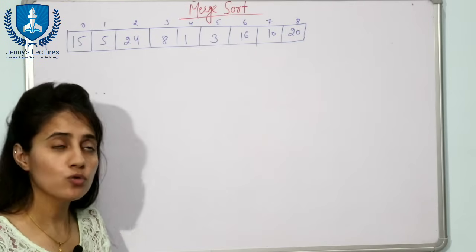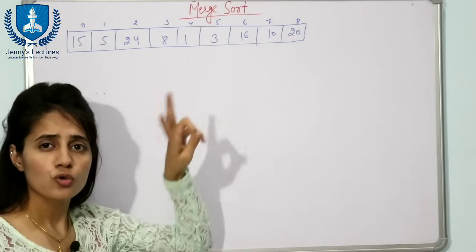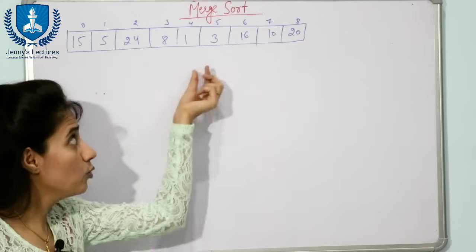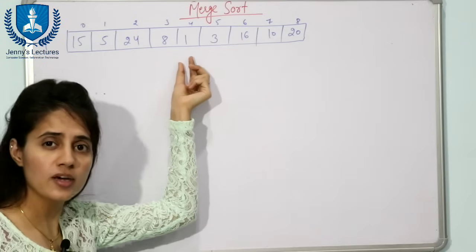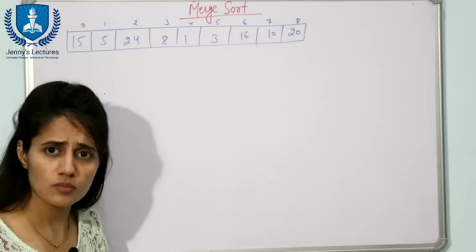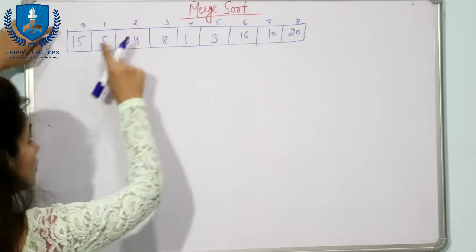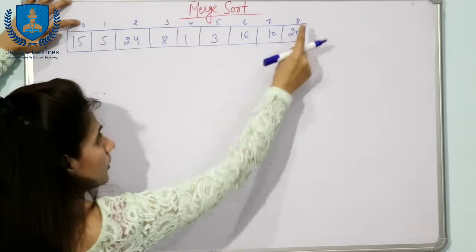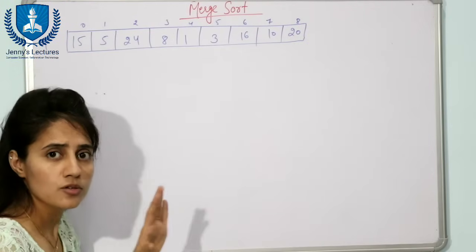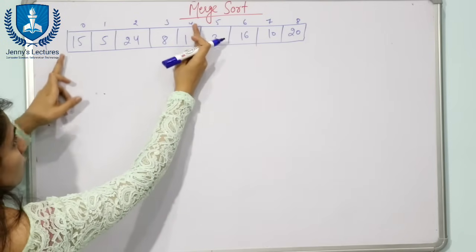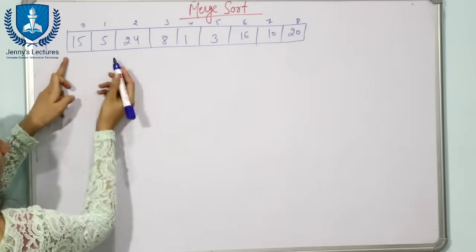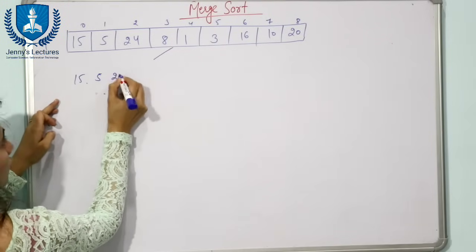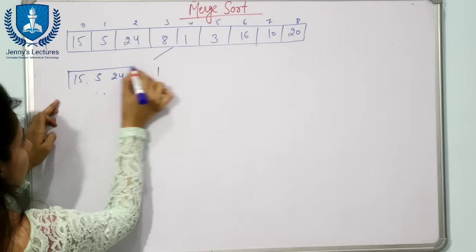The first step is to divide this array into two equal subarrays. Equal subarrays means you have to find the mid position and divide the array from that mid position. How to find the mid position: 0 plus 8, where 0 is the lower bound and 8 is the upper bound. 0 plus 8 is 8, 8 divided by 2 is 4. So from 0 to 4, one sublist is there. We are going to divide it into two sublists: 15, 5, 24, 8 and 1.